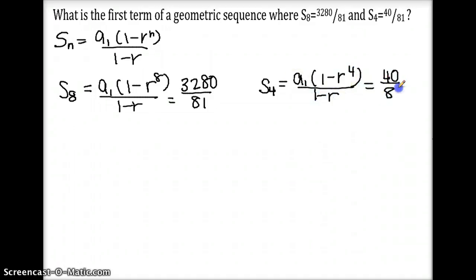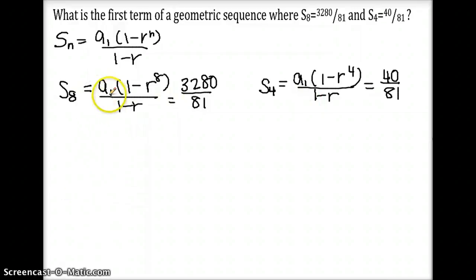equals 40 over 81. So we have two equations right here, sort of like how we would make, let's say we have two equations of a line and we want to find the intersection point. This is sort of the same concept. So we have two equations, and we want to find r and a sub 1. And we can find those two missing variables by using these two equations. So since r might be a little bit complicated to solve here, I'm going to solve for a1 on both sides, and I'm going to make them equal to each other. And there are multiple ways to do this, but I think I'm just going to do it that way.